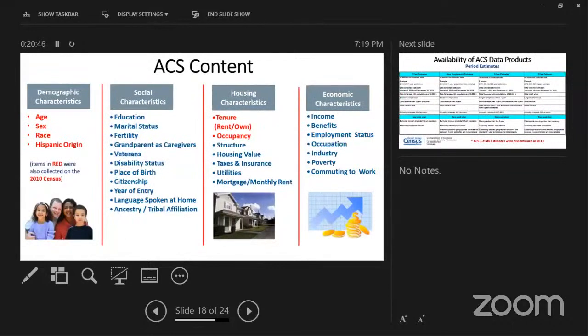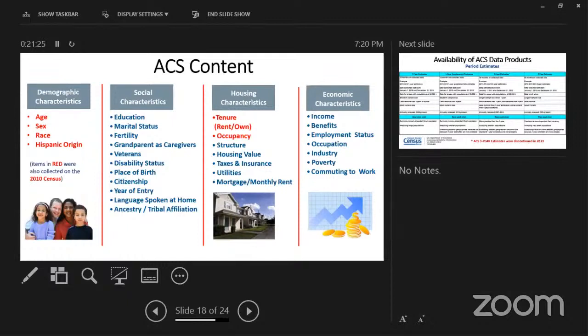Here's the content of the data topics. So, for instance, for demographic characteristics on the left, you can get age, sex, race, Hispanic origin. Or if you look at the social characteristics, if you wanted to know educational attainment in your county, in your city, in your neighborhood, grandparents as caregivers for their grandchildren, how many veterans are there? What's the disability status and what kinds of disabilities do people have? What languages do people speak at home, for instance?